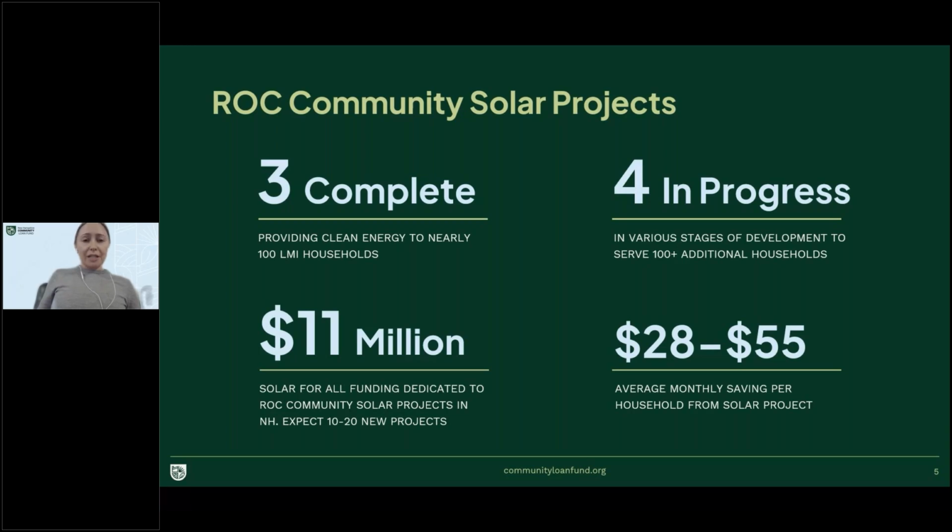those 7 projects have really provided us with an opportunity to learn lessons and streamline these projects so that we have more of a standardized model, which is going to make this scaling up possible. And then that last statistic I have there is just based on the projects that we have completed. The average monthly saving that's been realized in our communities is between $28 and $55 a month from these ROC community solar projects.